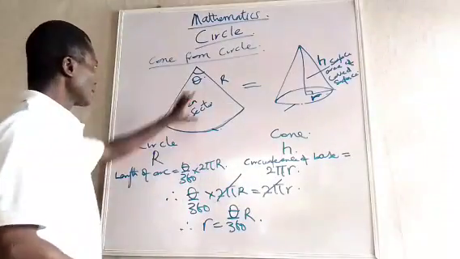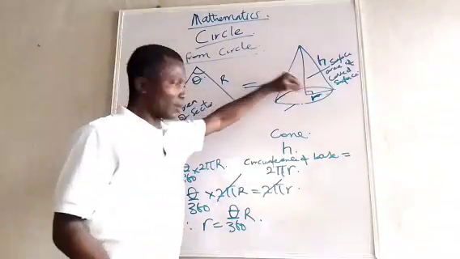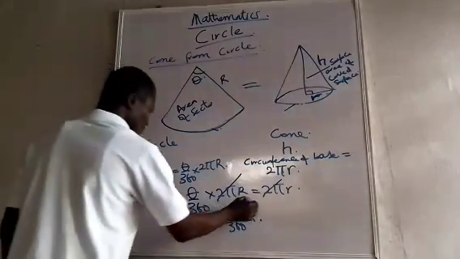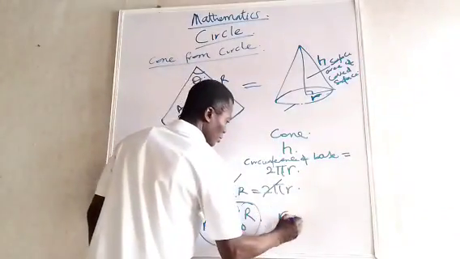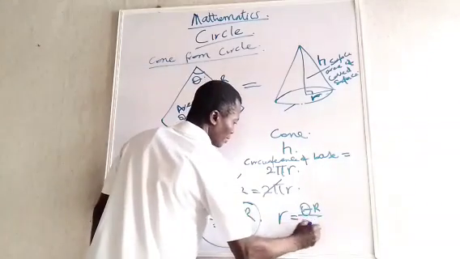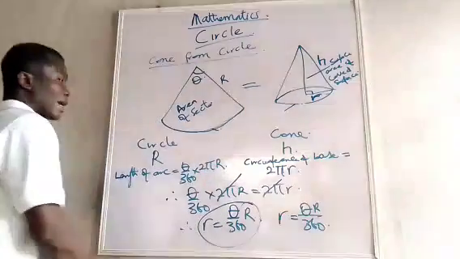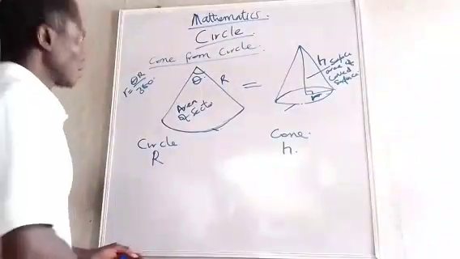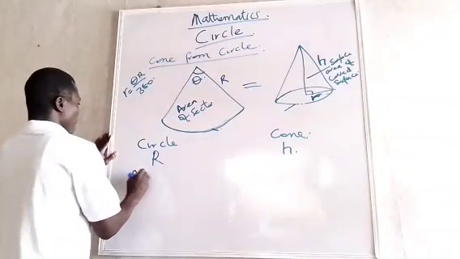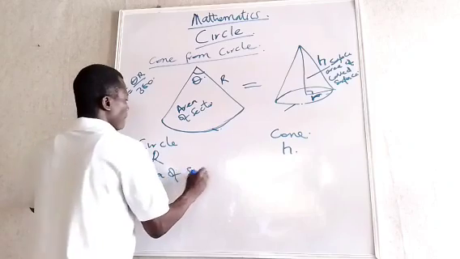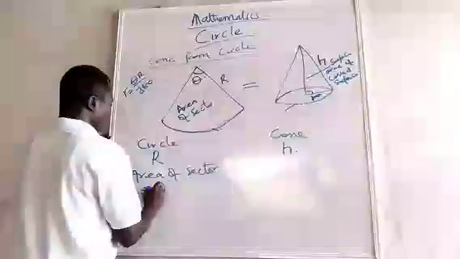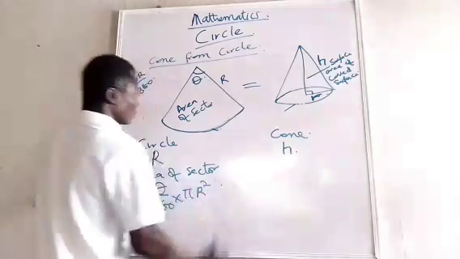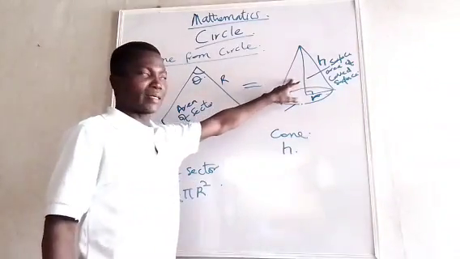Now let us look at the area of this one and the area of the curved surface. Now please take note of this formula: r equals theta R over 360. Because I might need it again. Now, what is the area of the sector here? It is equal to theta over 360 times pi R squared. The area here, let's see what it will be.